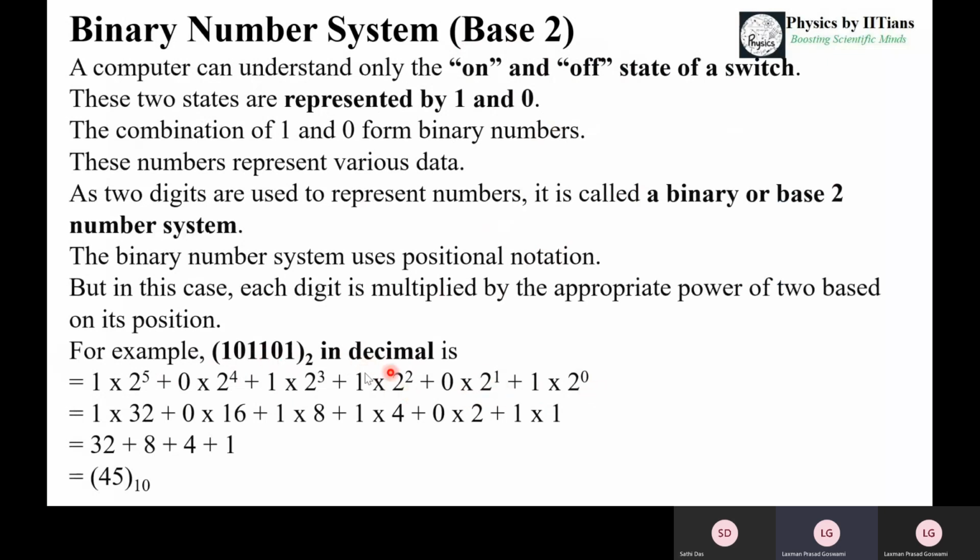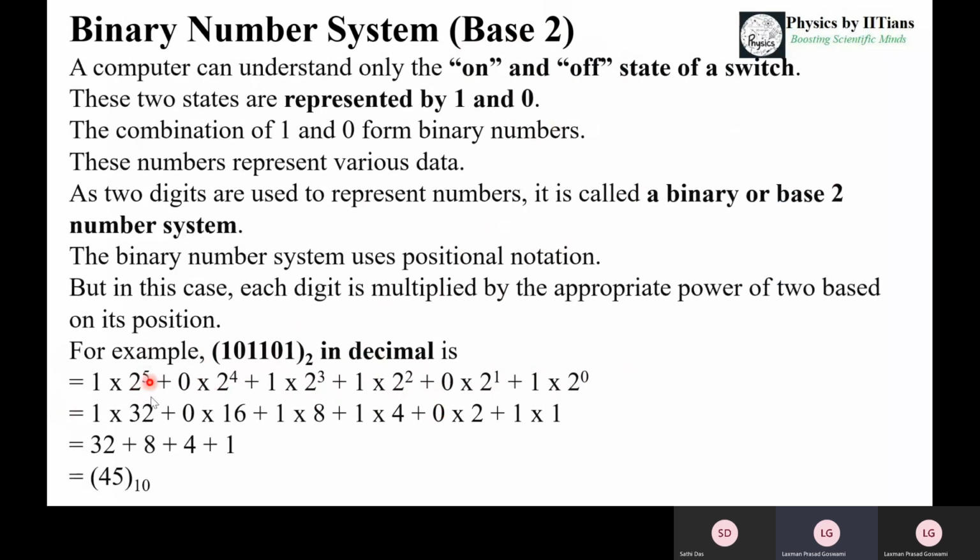As we proceed from this unit digit to the end digits, that is we proceed from right to left, we are increasing the power of the base 2. That is from 2 to the power 0, 2 to the power 1, 2 to the power 2, 2 to the power 3, 2 to the power 4, 2 to the power 5. And also consecutively, we will multiply the number corresponding to that digit. That is 101101. So we are consecutively multiplying them.